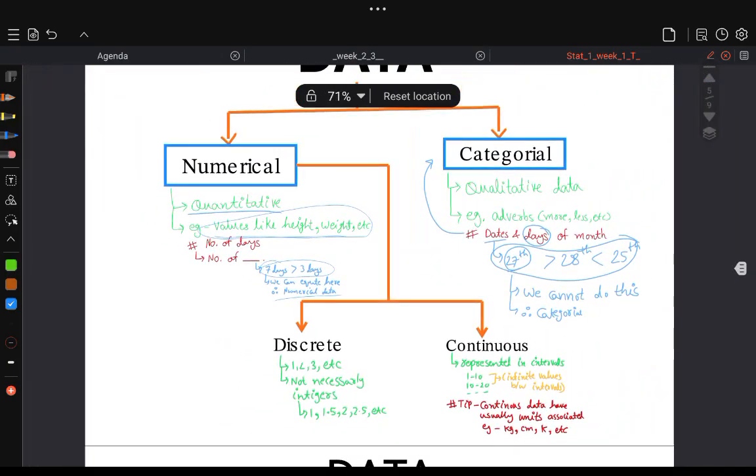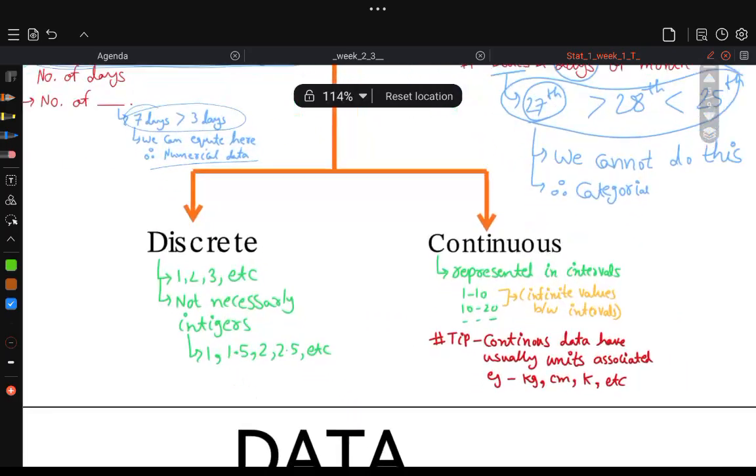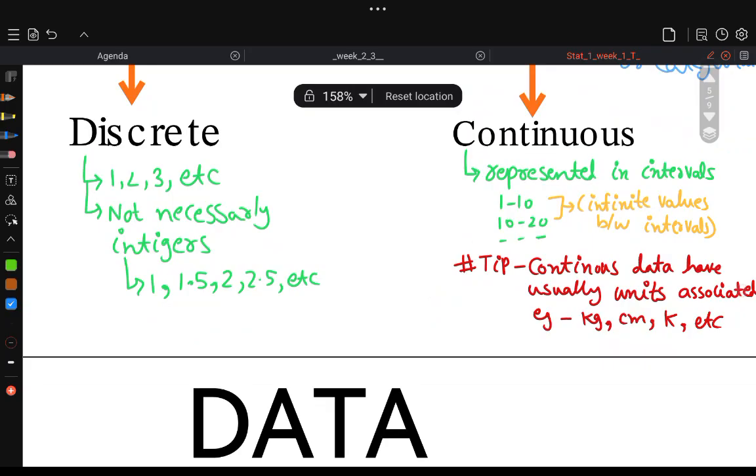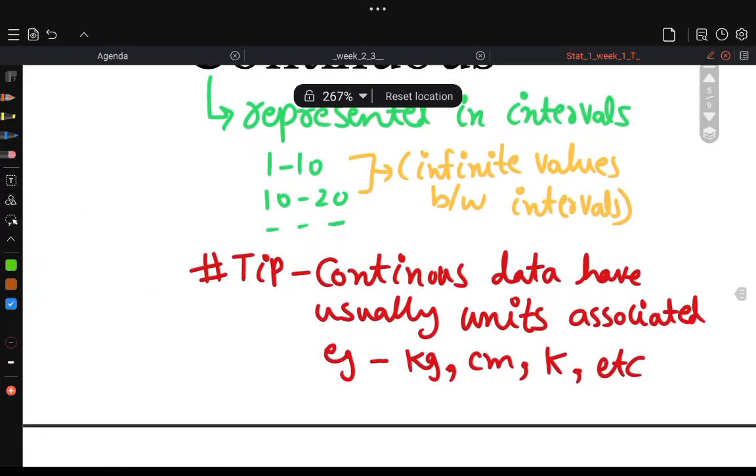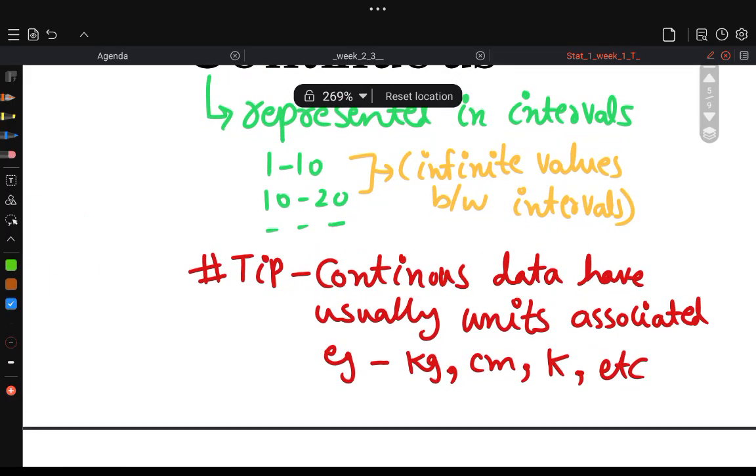Now the numerical data, not the categorical one, but only the numerical data can further be subdivided into discrete and continuous. Discrete like 1 to 3 etc. But they are not necessarily integers, like 1, 1.5, 2, 2.5 etc. can also be discrete. But in the continuous data, there are infinite values. So we divide these values into intervals. As they are infinite values, we cannot perform any analysis on them. So basically we divide them into intervals and then perform the required analysis we want. So 1 to 10, 10 to 20 etc.